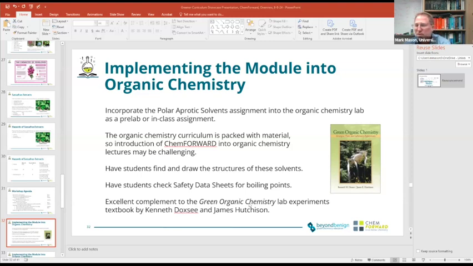It's also an opportunity for students to actually draw the structures and learn what DMSO and THF and a lot of these common solvents are. You can also refer them to safety data sheets to make sure they're looking at SDS. They can get boiling points and information from that as well.